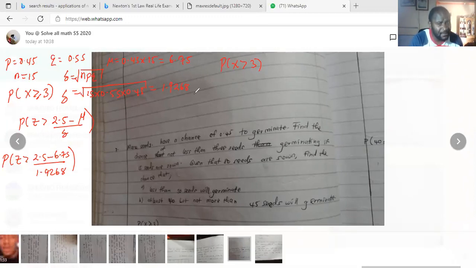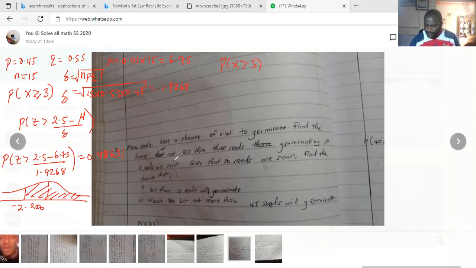If they had said not less than 4 seeds germinating, then I would have started from 4. Or if they had said more than 3 seeds are germinating, then okay. Someone with an answer there? 0.98631. That's the answer. Yes, the curve. So that is ideally coming from a negative 2.206.